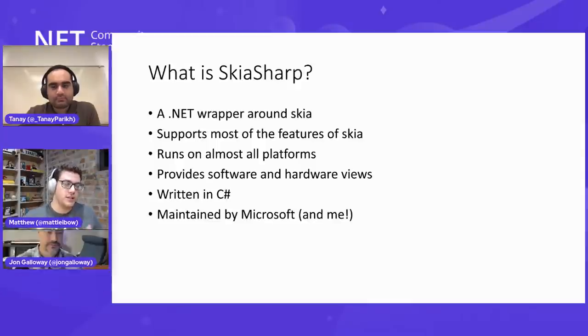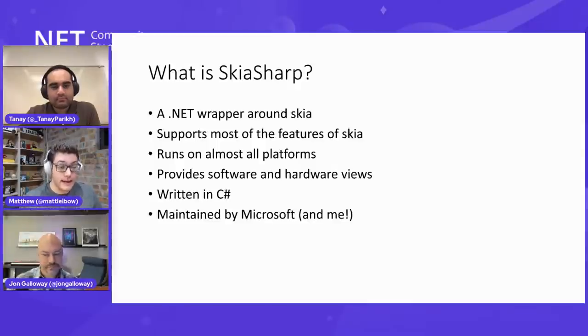And of course, one addition we do have is a collection of hardware and software views. So in the case of a Blazor thing, you would slap on a canvas view, and then you don't have to worry about anything. It just magically sets it all up for you. And effectively, oh, you want a CPU one? Use this view. If you want a GPU backed view, use that. And it's pretty cool. It's all written in C#.